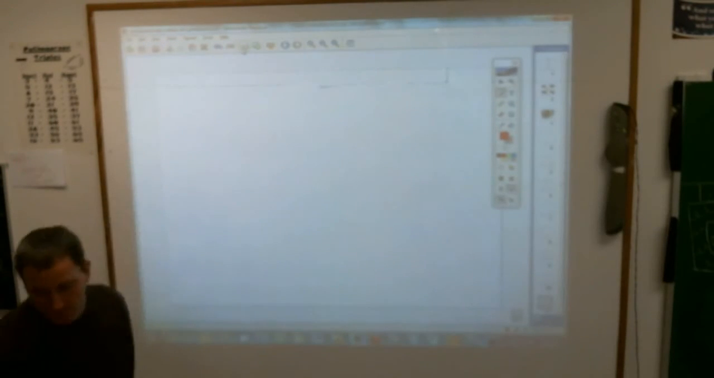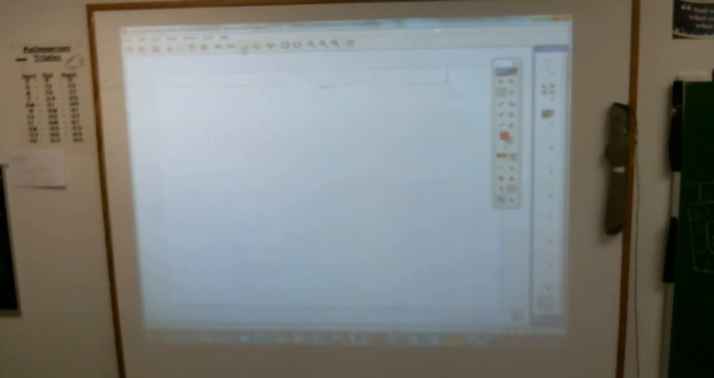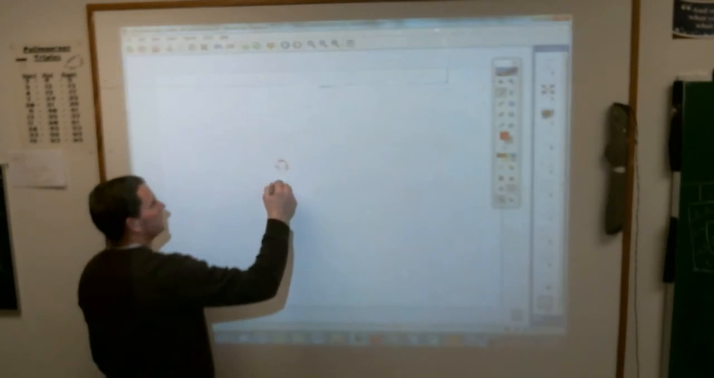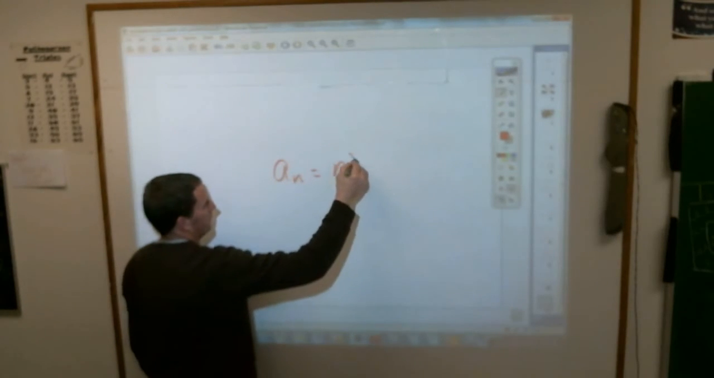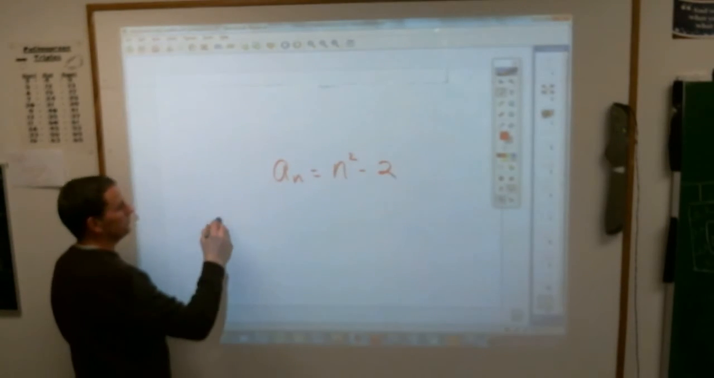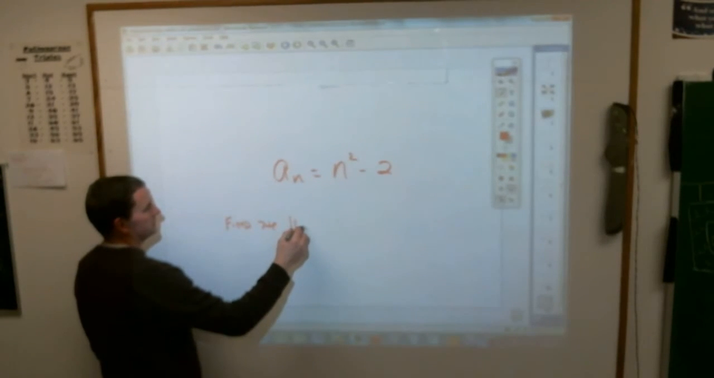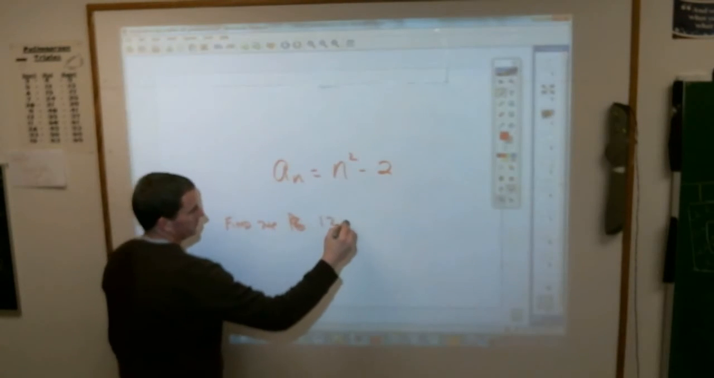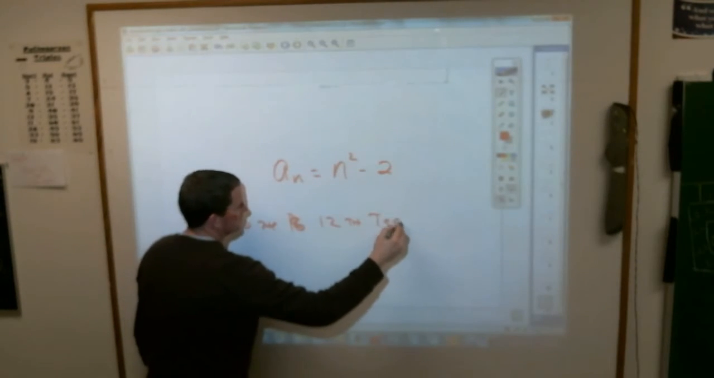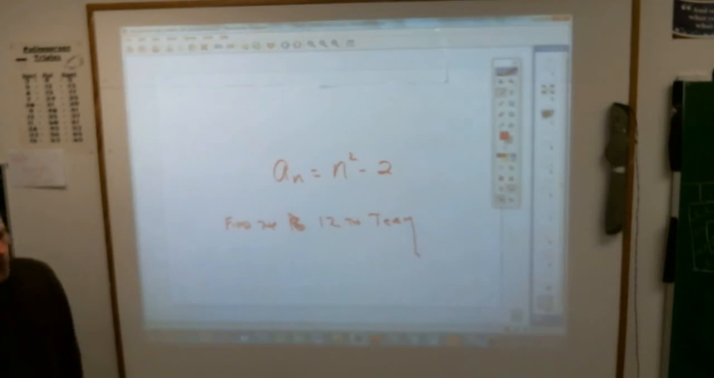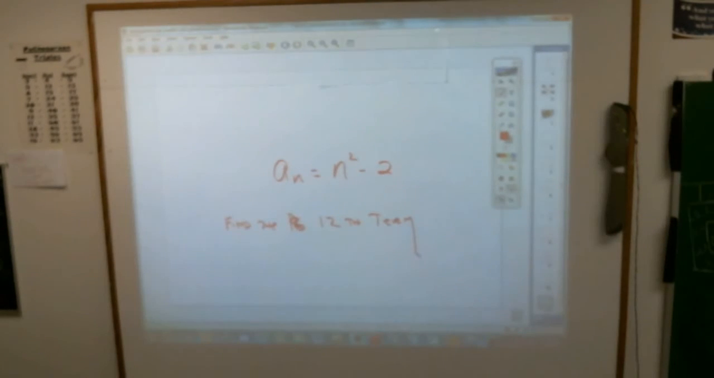How about this one? A sub n equals n squared minus 2. Let's make it harder. Find the 12th term. I will give you a chance at that. What would be the 12th term of that sequence? Number 12. Lucky number 12.